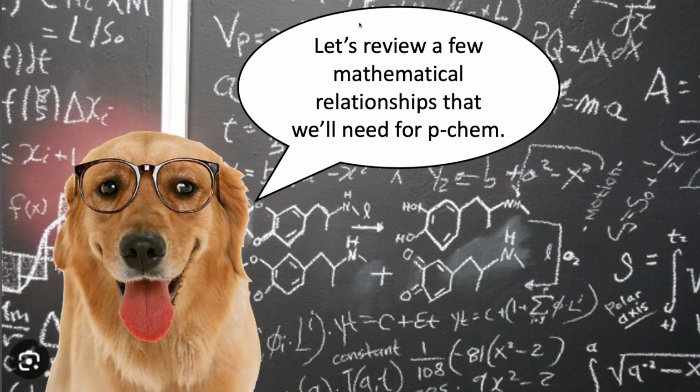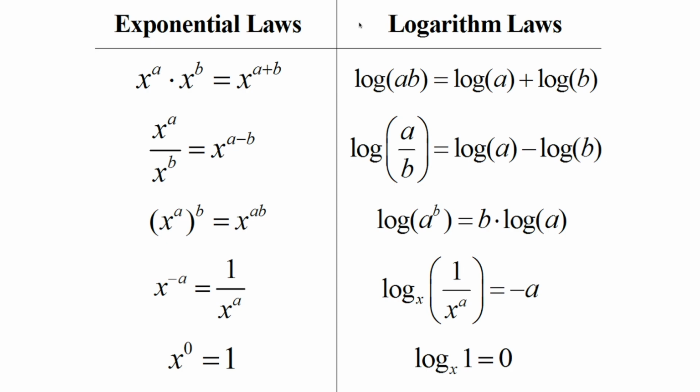Alrighty, so up next, let's do a review of a few of the mathematical relationships that we'll need for PChem. Here we have a list of some of the exponential laws and logarithm laws. Some of these you can actually intuit one from the other. For example, x to the a over x to the b. Well, if you know that 1 over x to the b is the same as x to the minus b, you could have brought that up, and then you'd have a minus b that way, right? So there are little things like that. Just make sure you make sense of them and memorize enough of them so that you know them automatically. You shouldn't have to think too hard about these things.